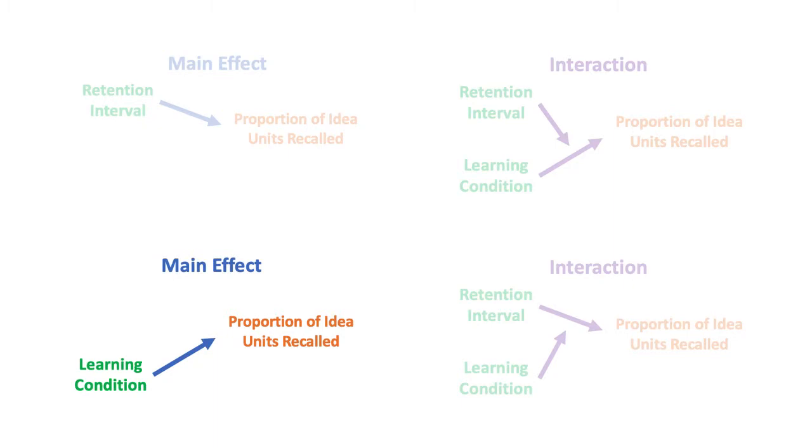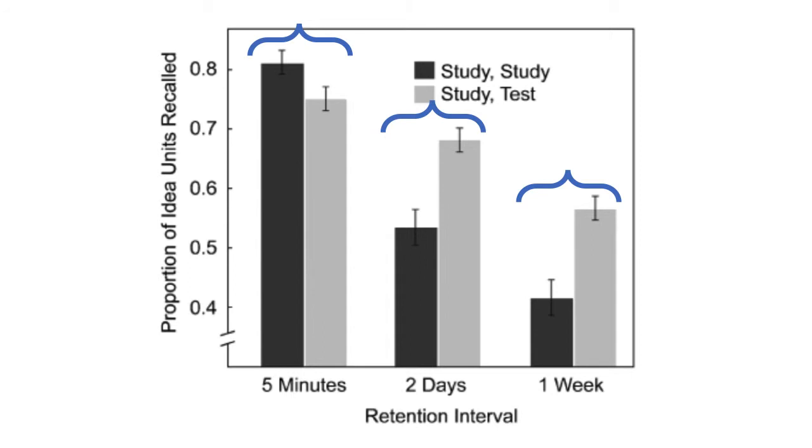Next, let's look at the main effect of learning condition. Does recall performance differ by learning condition? Looking at the graph, we can see that there is a difference between the learning conditions at each retention interval, so it looks like recall performance does differ by learning condition. In other words, there is a main effect of learning condition.